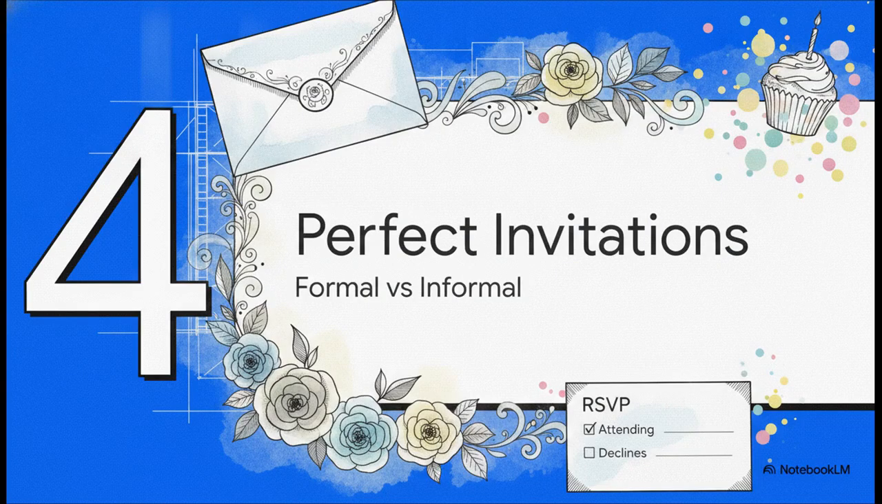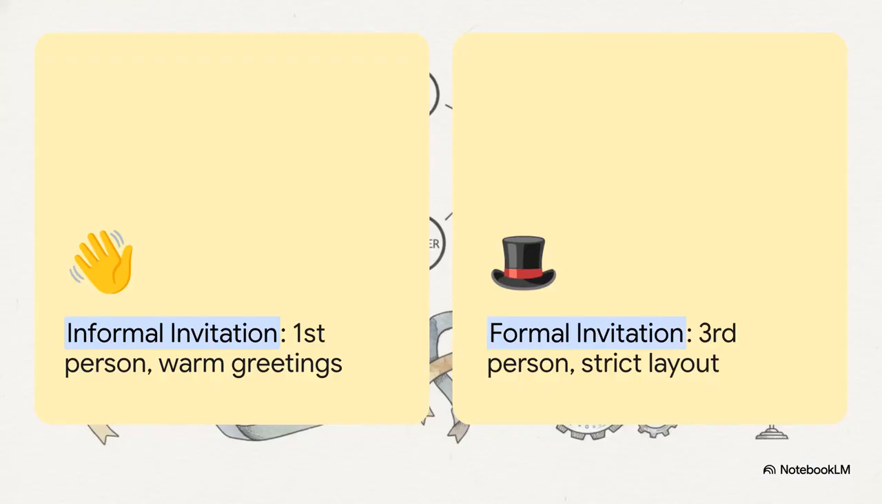Let's move to Section 4, crafting perfect invitations. Mastering those factual writing blueprints perfectly equips us to construct specific, real-world formats, like social invitations. And there is a stark structural difference between these two forms of social architecture. Informal invitations feel like brief personal notes. They use the first person, I or we, and warm standard greetings.